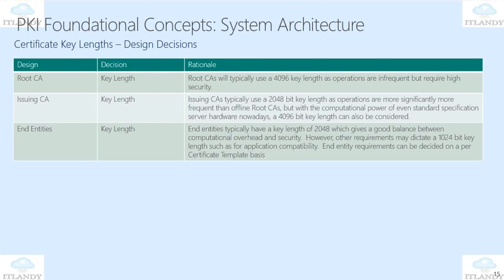And then the entity, the lower one, again, typically similar to the issuing CA, can be 2048, a good balance between them. However, you're no longer utilizing 1024, so move away from that one.